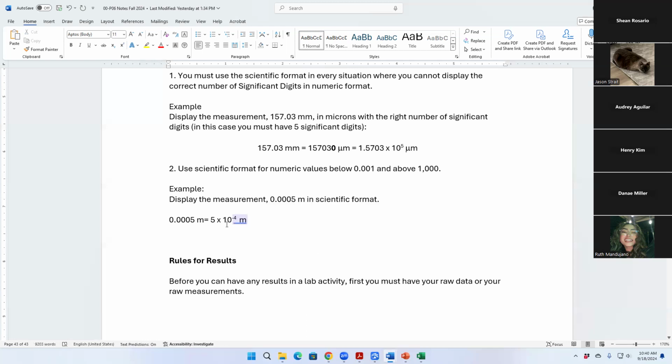Okay. It becomes difficult to track when you have so many zeros here, right? That's why we usually use scientific format in this way.